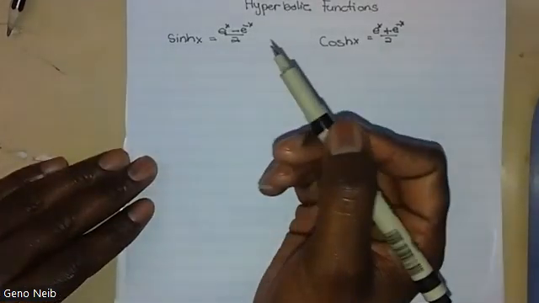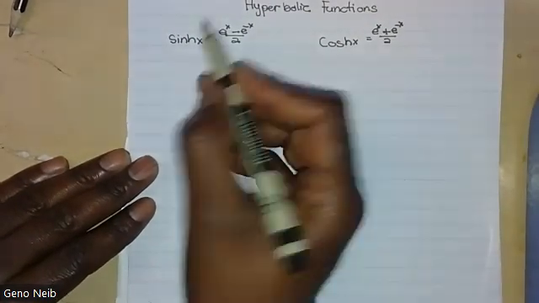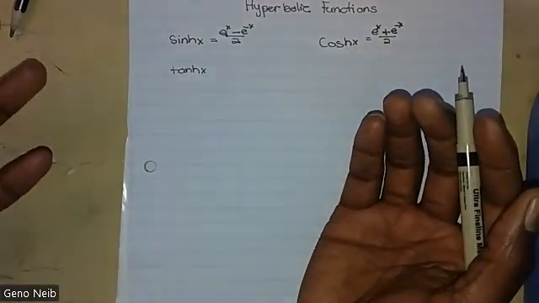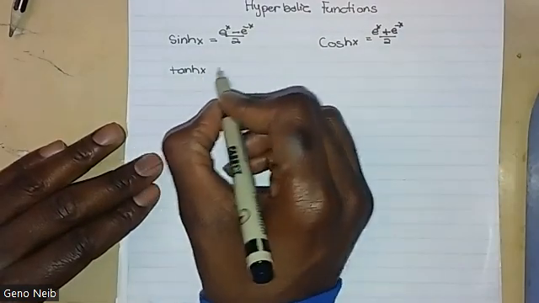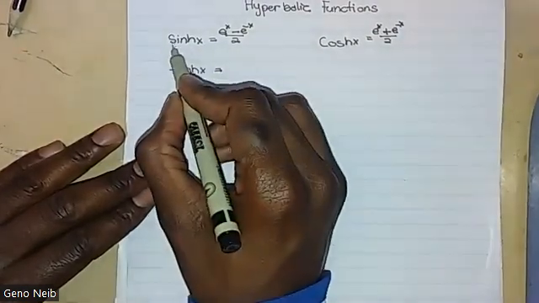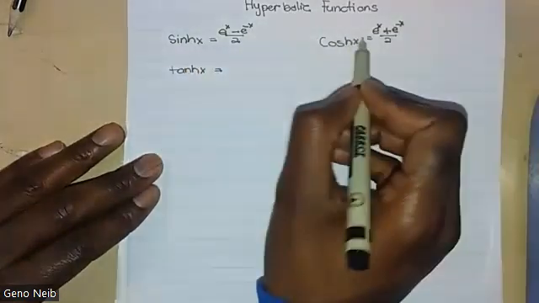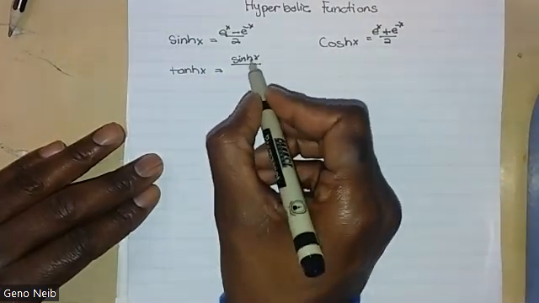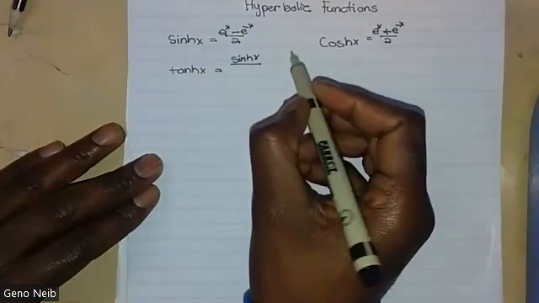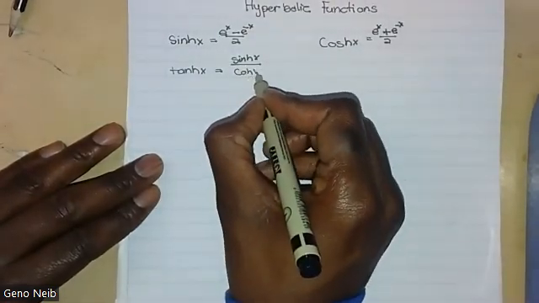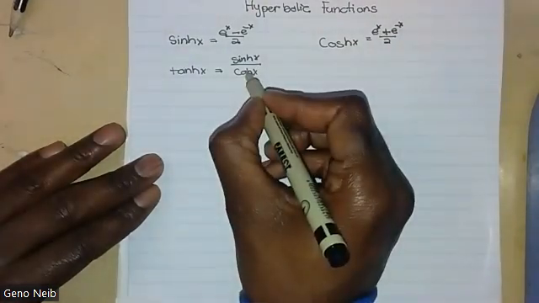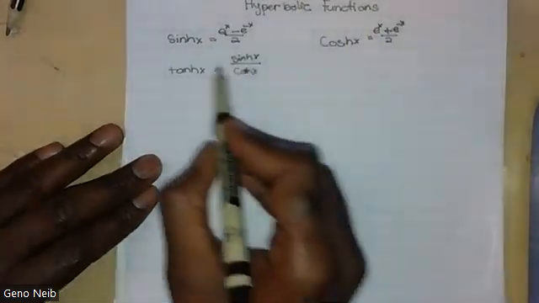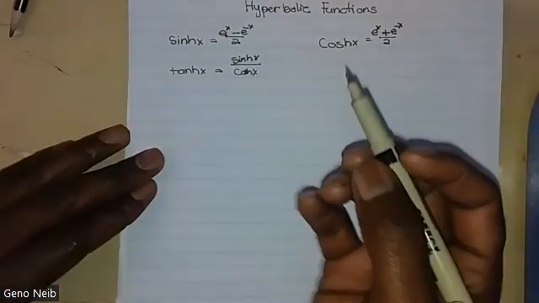So let's continue with the tangent function, tanh of x. What does it mean? Since the tangent function is the ratio of these two, it means sinh of x divided by cosh of x. You guys have to forgive me. But what does it mean in terms of exponentials? So let's see what it means.